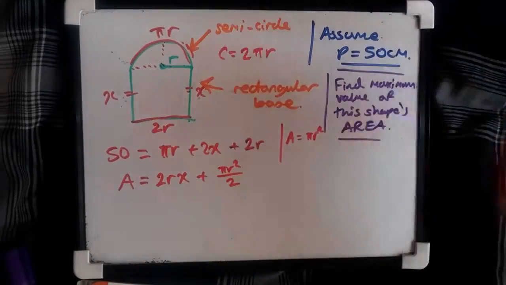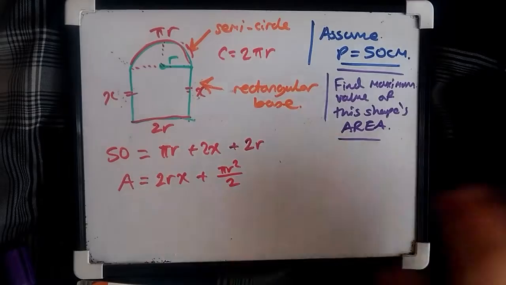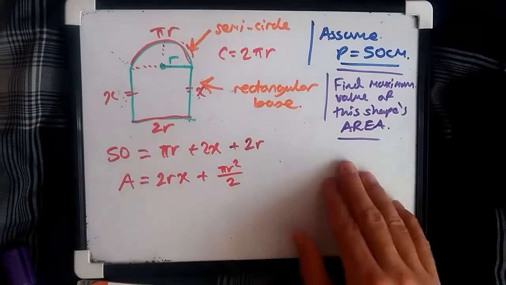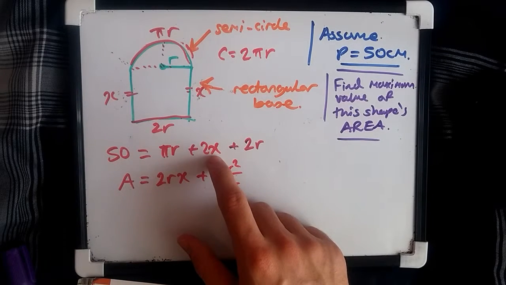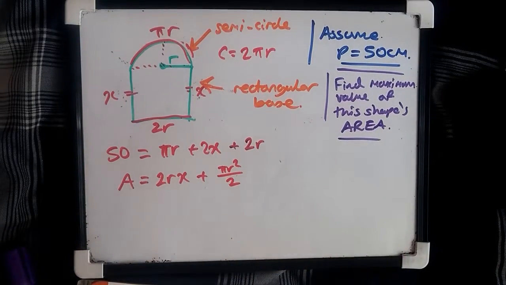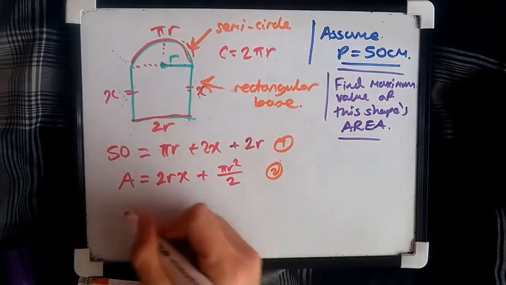Not bad, is it? Now the question itself wants us to keep this in terms of r, so we should solve this in terms of r. So we need to make x the subject in the first equation and substitute back into the second equation. So let's do this, using the first equation, which I'll call equation 1, and equation 2.